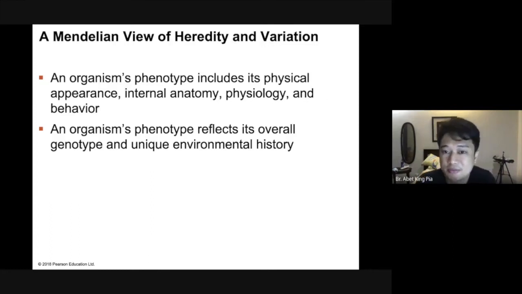So, Mendelian view of heredity and variation. An organism's phenotype includes its physical appearance, internal anatomy, physiology, and behavior. Ito lang yung number one na you have to remember when we discuss phenotypes. It's not only about morphology or physiology or anatomy or what you can observe. It can be caused by behavior.